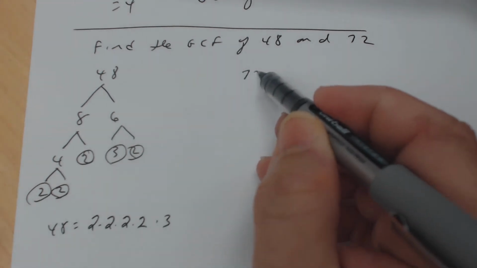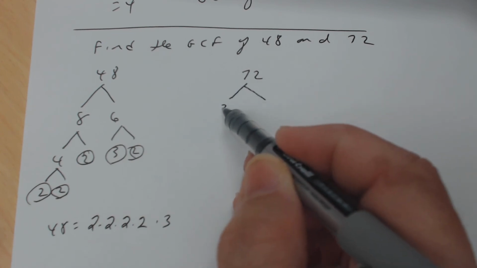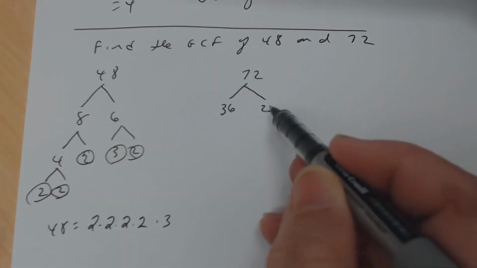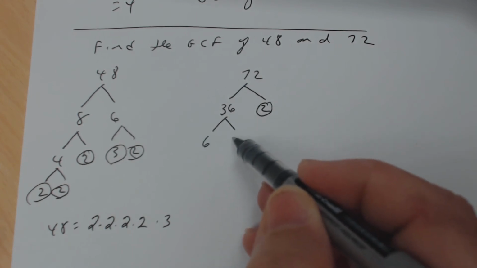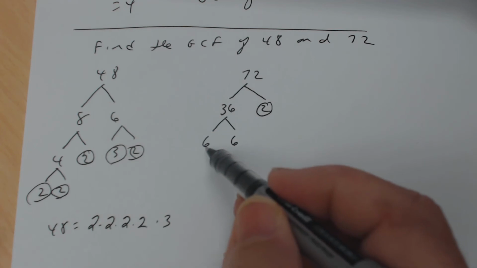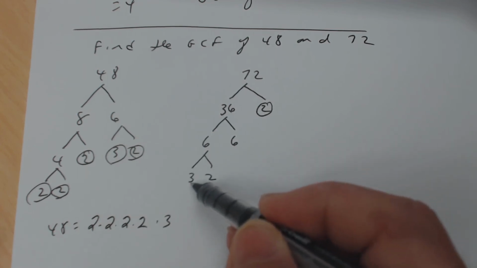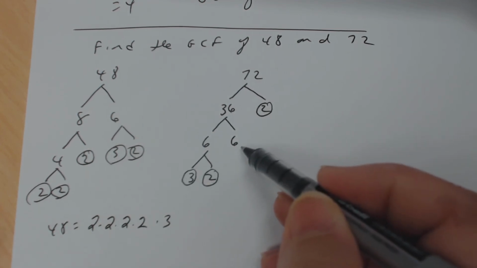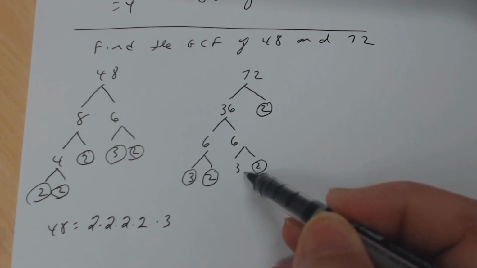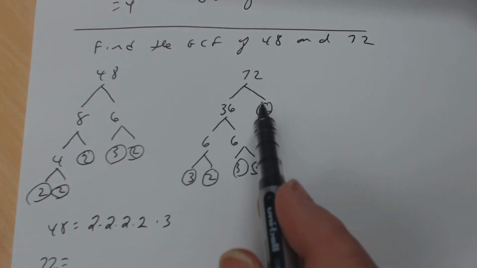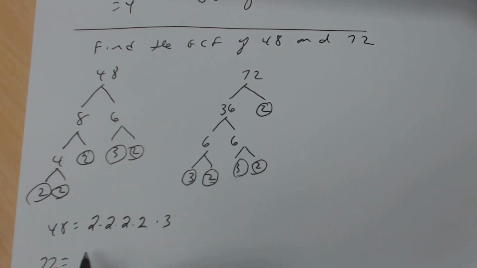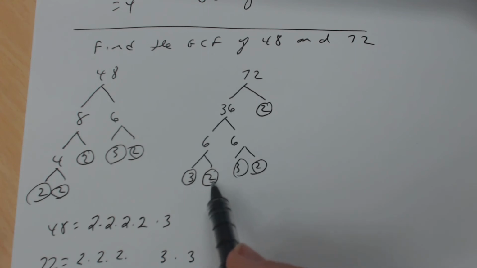All right, let's do 72. 72 is 36 times 2. 2 is prime. 36 is 6 times 6. 6 is 3 times 2. Those are both primes. I'm going to go ahead and circle it. 6 is 3 times 2. Both primes. I'm going to circle it. So 72 is, all right, I have 3 2's. So 2 times 2 times 2 and then 2 3's, 3 times 3, and that's it.